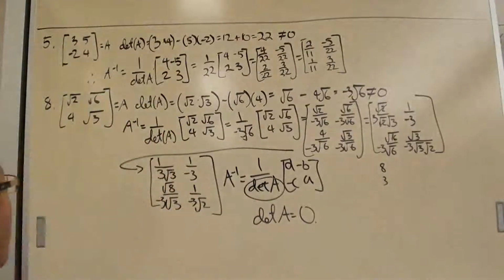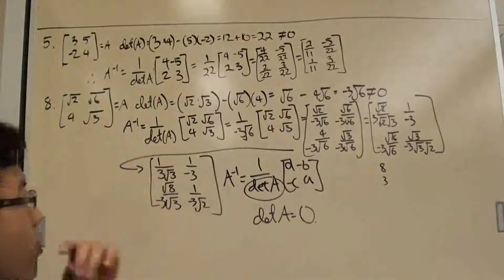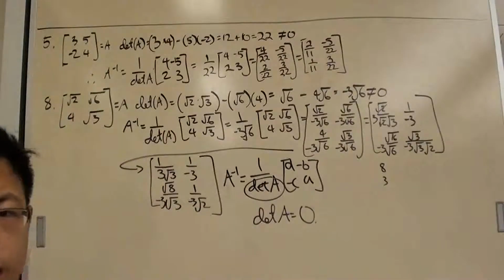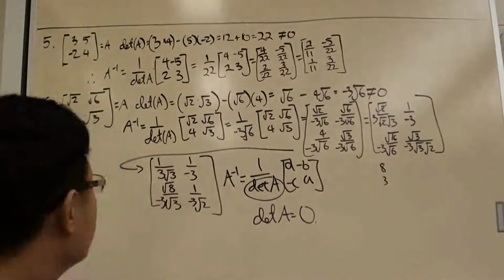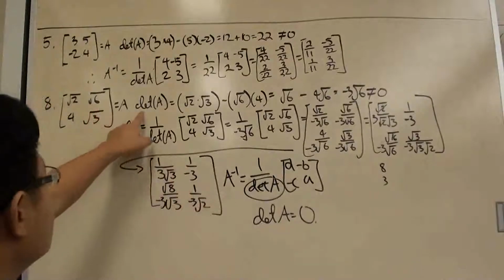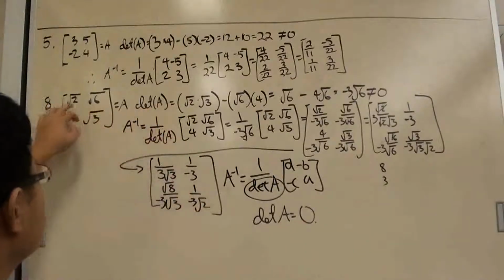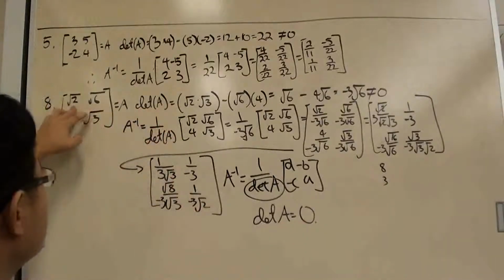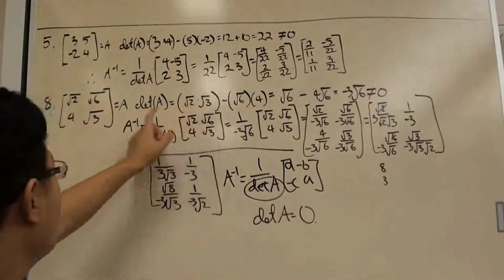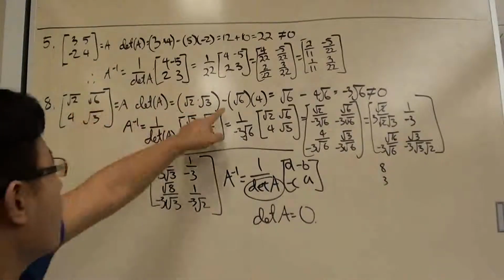Let's try looking at number 8. This one's a little bit weird because it's got square roots, but again, it's the same idea, right? So the determinant of A: square root 2 and square root 3 times them together, minus square root 6 times 4.